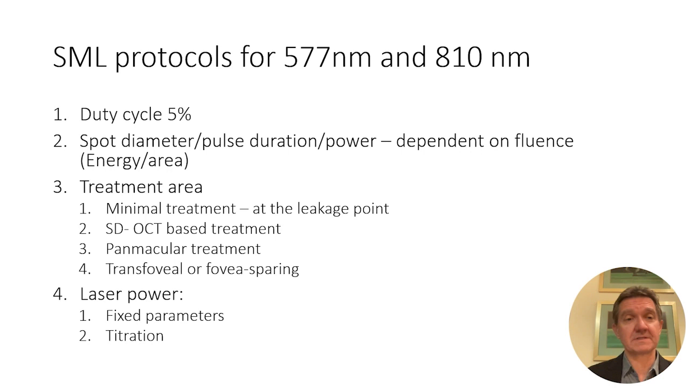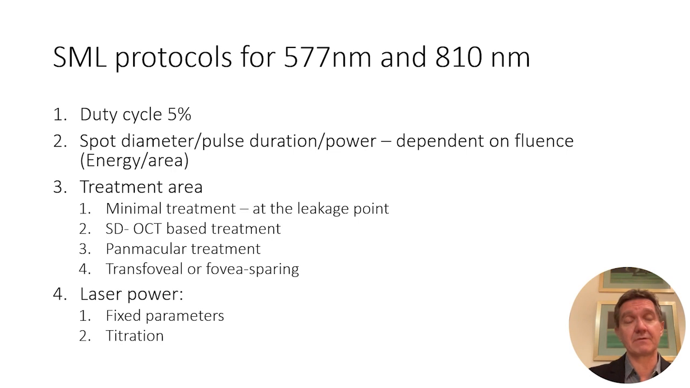When we speak about specific protocols, they can be used for both yellow and infrared laser. What's common is the duty cycle that empirically is set at 5%, and this is the safe value. Most commonly used spot diameter is between 160 and 200 micrometers, but we have to remember that it depends on fluence, so we can adjust energy of the laser to the diameter of the spot.